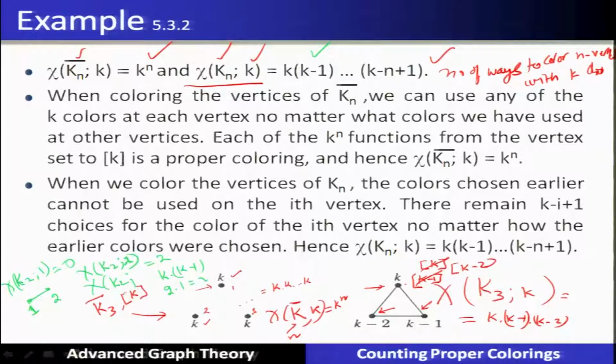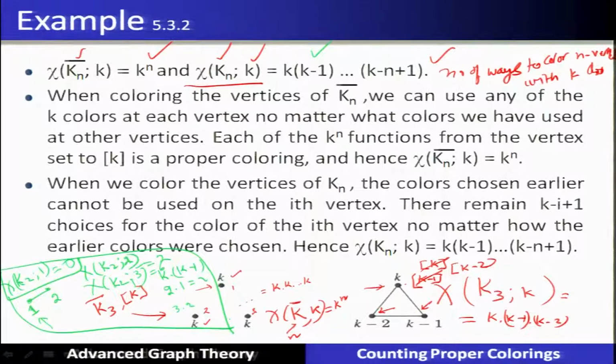Now, if it is having 3 colors, then what will happen? The first vertex we can color with k, and the next with k minus 1. So k is 3 into 2, that is 6 different ways we can color if the number of colors is more, that is 3. This is important: if the number of colors is less than the minimum required colors, then obviously the chi value will become 0.